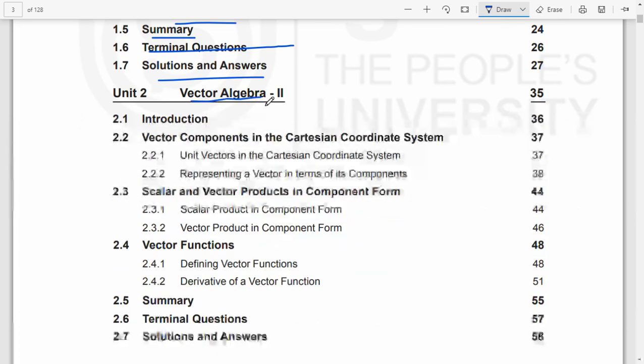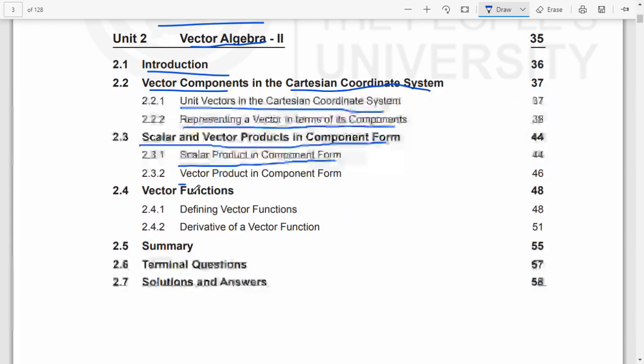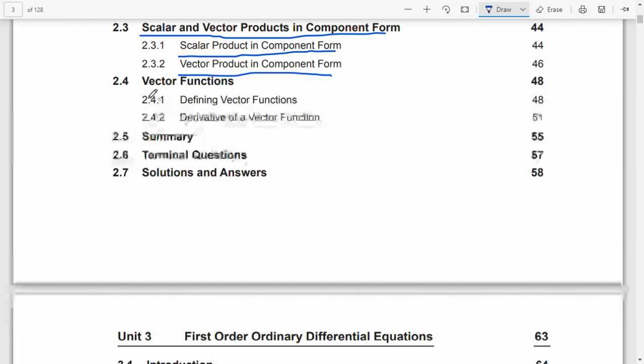Vector algebra 2: introduction, vector components in the Cartesian coordinate system, unit vectors in the Cartesian coordinate system, representing a vector in terms of its components, scalar and vector products in component form, scalar product in component form, vector product in component form, vector functions, defining vector functions, derivative of a vector function, summary, terminal questions, solution and answer.